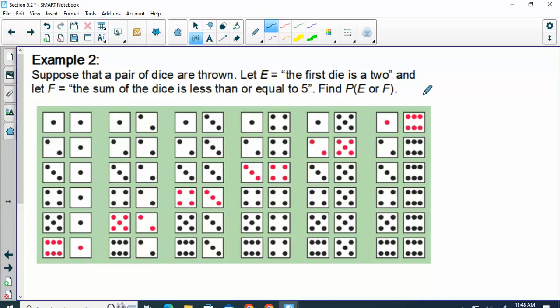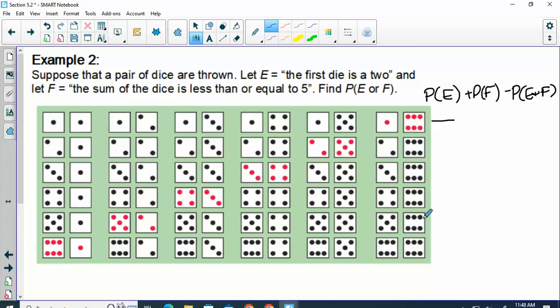Okay, so the probability of E or F. That's the probability of E plus the probability of F minus the probability of E and F. Alright, so the probability of E. That's the first one getting a 2. So we know from yesterday probabilities, we are dividing the number of outcomes we want out of the total.